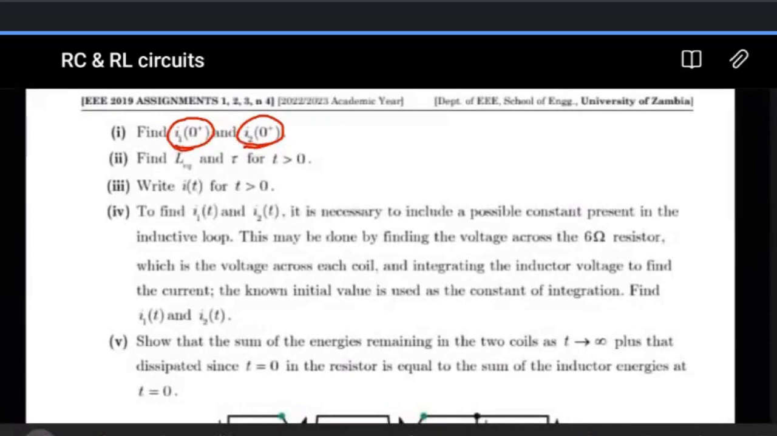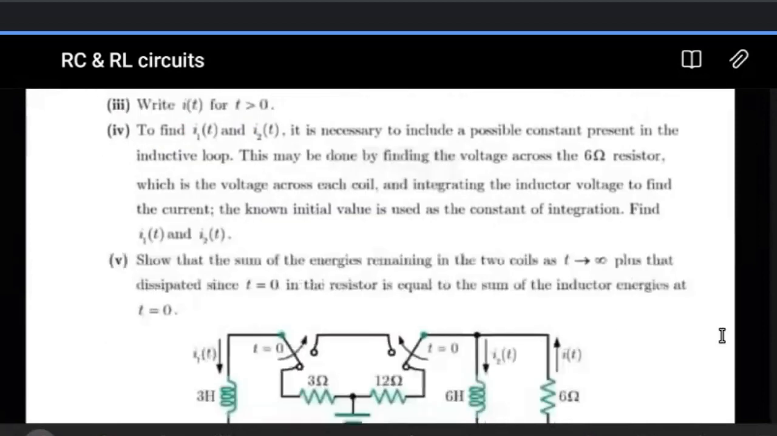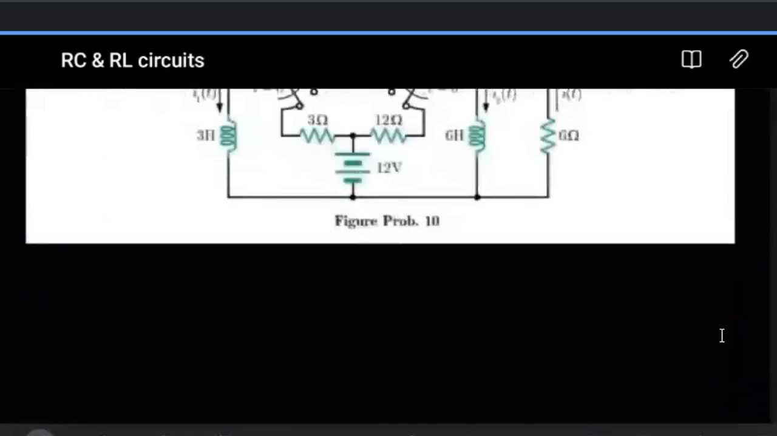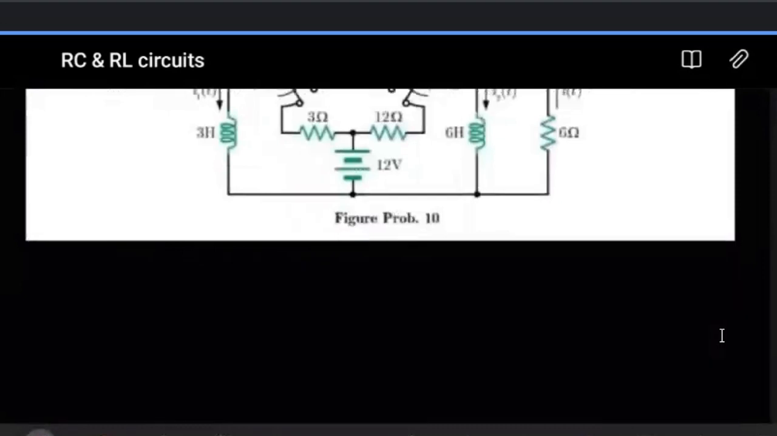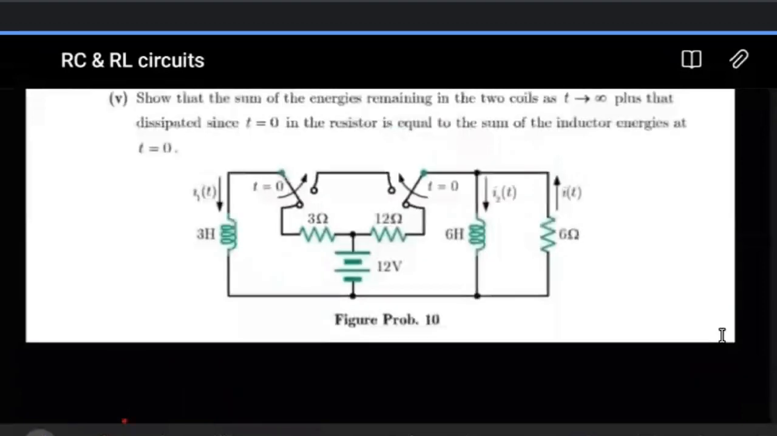Well, the assumption here that we start with is that the switch has been left closed for quite some time. So we first start by evaluating what was happening when time was less than 0. If time is less than 0, it means that this switch is closed and this switch is also closed, implying that this route here is complete, and this route here is also complete.